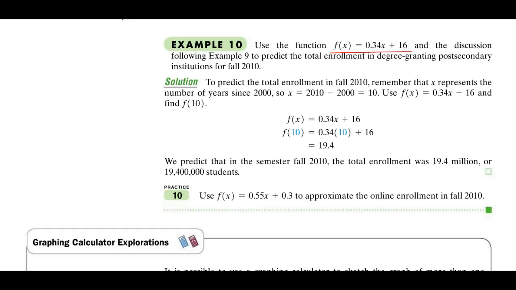Okay. So for example 10, we're looking at this function right there, and they're asking us to predict total enrollment in the fall of 2010. Well, our data starts in 2000, so that indicates we have the years of 10. So our x value is our time. So we put the 10 where the x is, and then we predict this for 2010.